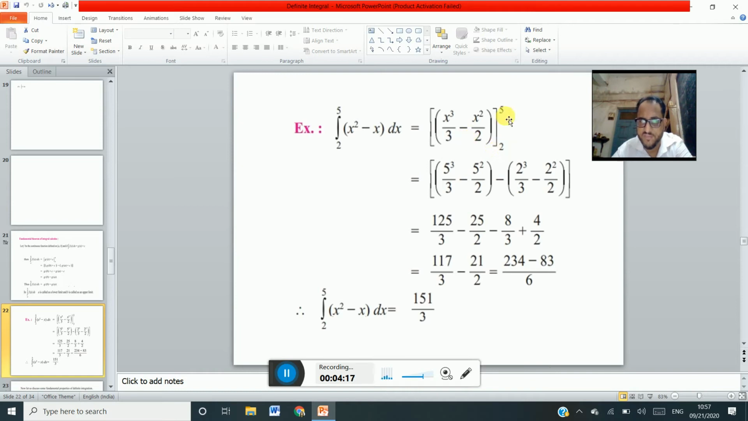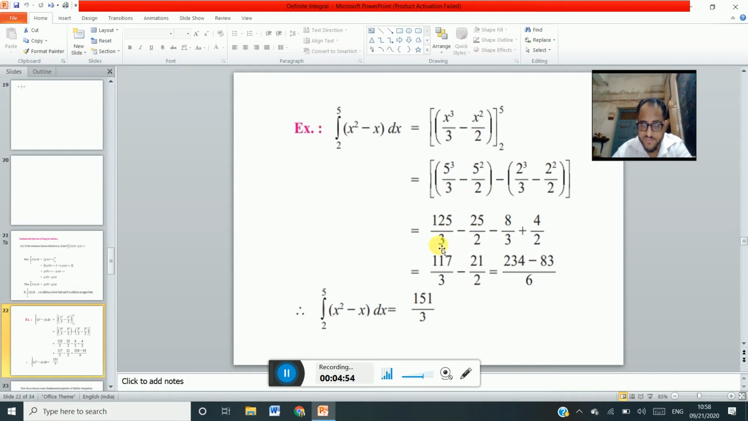Now put this 2 to 5 limit, that is, first of all replace variable x with the upper limit. So 5 cube divided by 3 minus 5 square divided by 2, this should be the upper limit, minus the lower limit, that is 2 cube by 3 minus 2 square by 2, right? Now simplify this. So 5 cube is 125 by 3 minus 5 square is 25 by 2, and minus 2 cube is 8 by 3, and minus minus plus 2 square is 4 by 2, right?